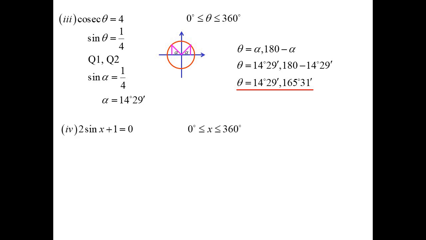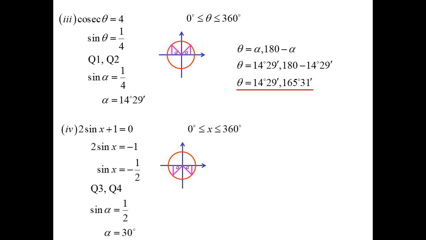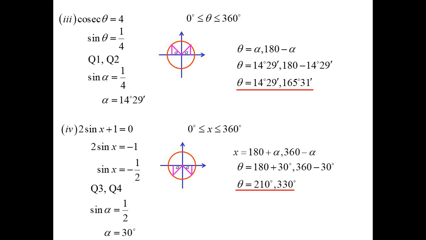Then we get fancy. But it's just like a normal equation. The difference is instead of making the pronumeral the subject, we're making the whole trig function the subject. So we've got to make sine x the subject. Sine x is negative a half. Third and fourth quadrants. Acute angle is 30 degrees. So 180 plus and 360 minus, 210, 330.